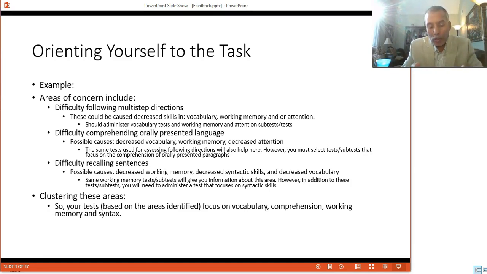Working memory enables you to retain information in your mind for a short period of time, seconds or a couple of minutes, and to be able to do more than one thing at once. So, like multi-step tasking, two tasks or so.